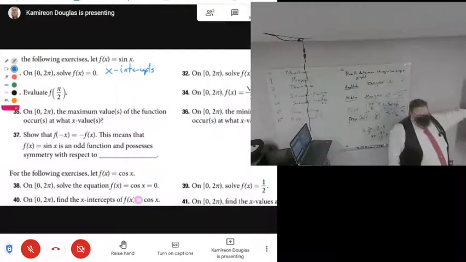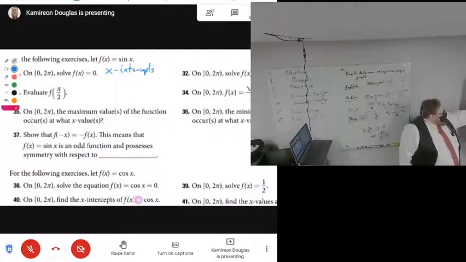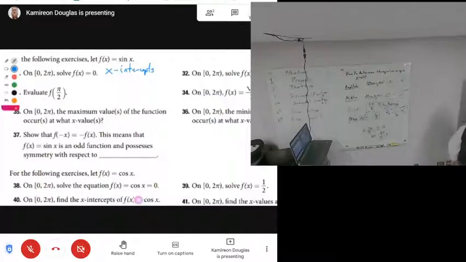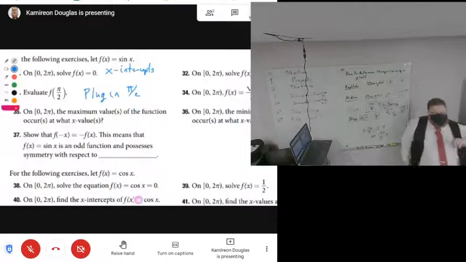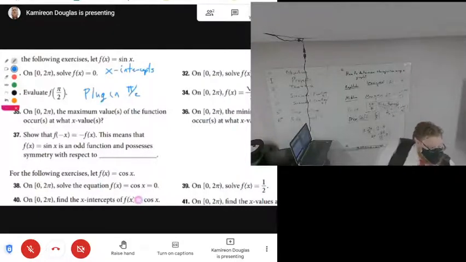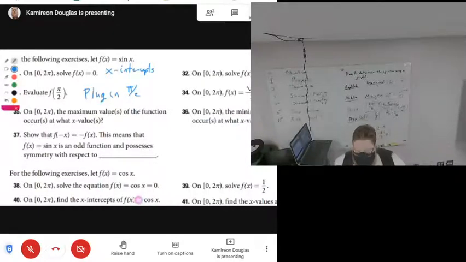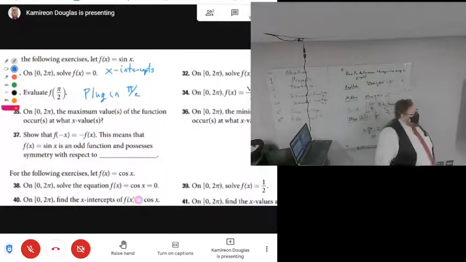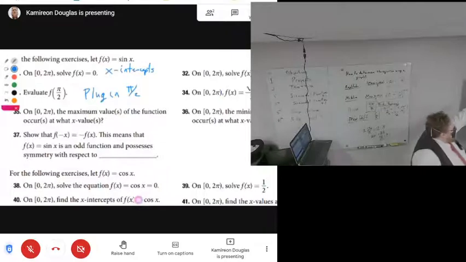Next one. This is actually from last chapter. It says evaluate f of pi over 2. Well, what that means is, remember, plug in pi over 2. What happens if I plug pi over 2 into sine? It's 1. You can do that on the unit circle. Okay, but these are algebra questions, not trig questions, because we're asking you to evaluate a function. This one just means find x-intercepts. This one here means plug in that value.